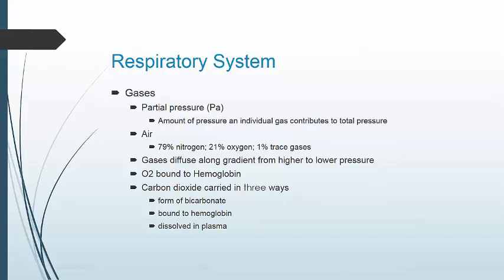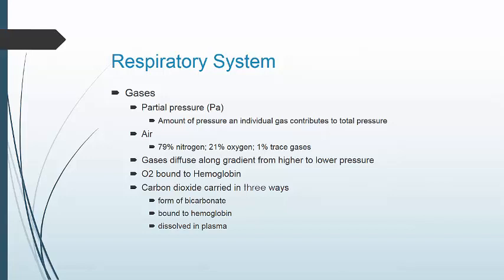When we are talking about pressures, we are often concerned with an individual gas that contributes towards the total pressure. So we refer to this as the partial pressure of whatever gas it is. That would be represented as P. So if you see PaO2, that just means partial pressure of oxygen. The air we breathe in is 79% nitrogen, approximately 21% oxygen, and some other trace gases. With the atmosphere being 21% oxygen, it contributes 21% to the total pressure of the atmosphere.